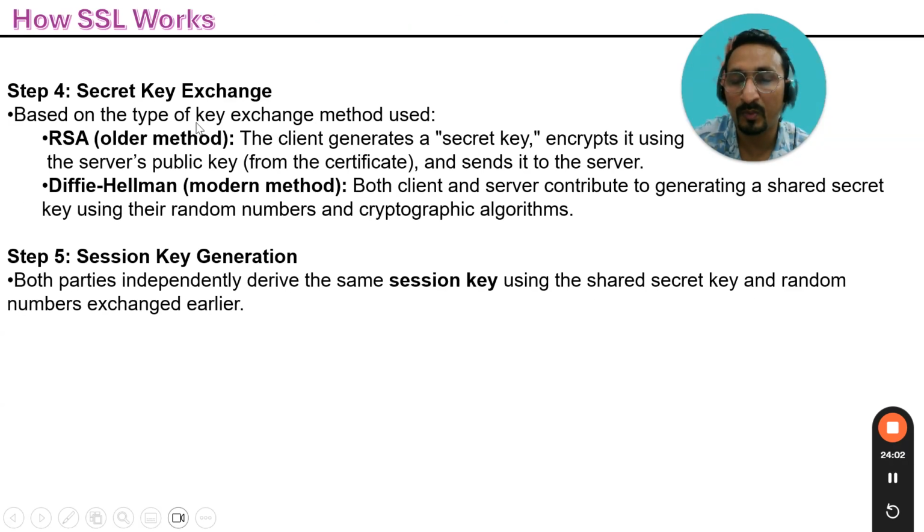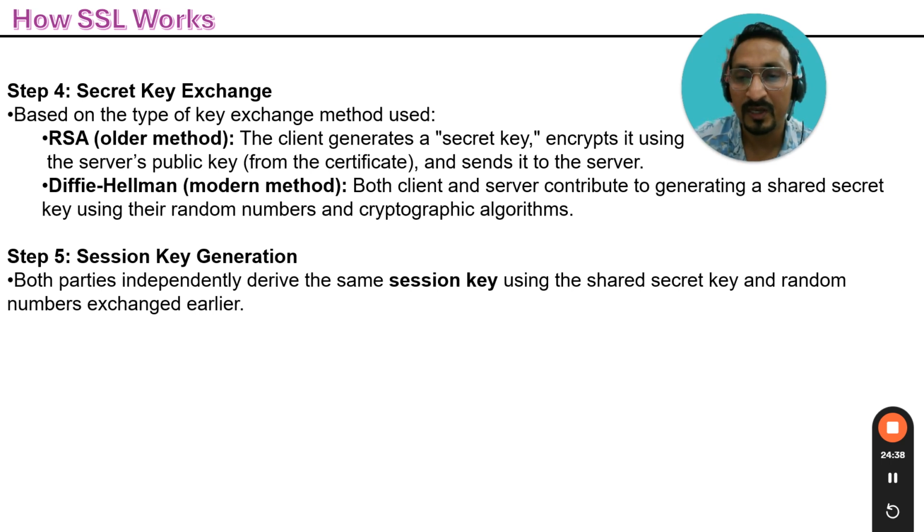Okay, so now, based on the cipher suite that has been selected by the server, if an RSA-based algorithm is being used for the secret key exchange, what will happen is the client will use the public key of the server. From where will it get the public key? From the certificate. It will get the public key of the server from the certificate, and using this public key, encrypt the secret key and send it over to the server.